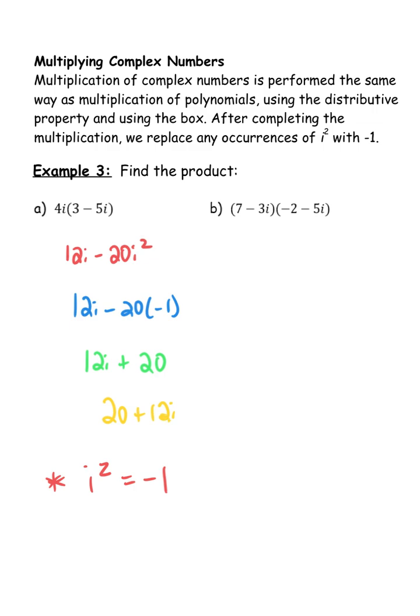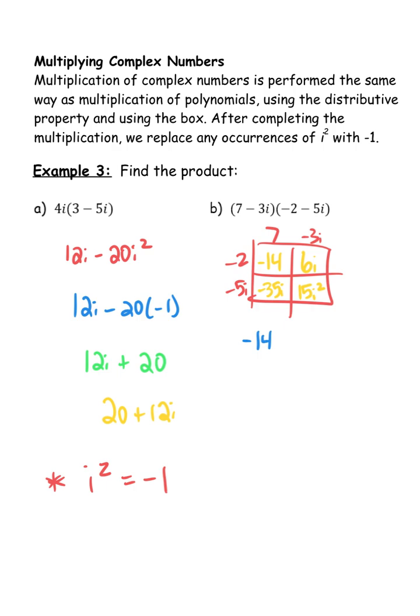Okay. Now this one over here, I'm going to go ahead and do a box because that will make my life easier. So I have 7 minus 3i, and I have negative 2 minus 5i. So when I do that, I get negative 14 there. I get a 6i. I get a negative 35i. And I get a 15i squared. Okay? So as I'm working my way back up here, I have negative 14 plus 6i minus 35i plus 15i squared. So we're going to clean things up.